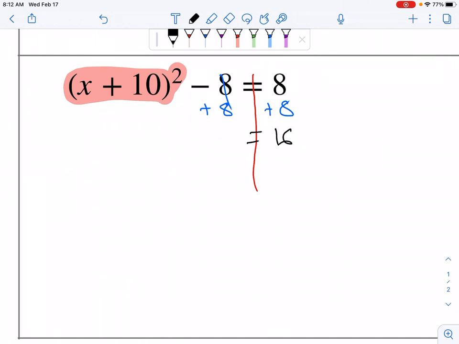And then I'm still left with my quantity of x plus 10 squared. Okay? Now that I have my quantity by itself, now I can take the square root to undo that, which is going to leave me with x plus 10 equals positive or negative 4.